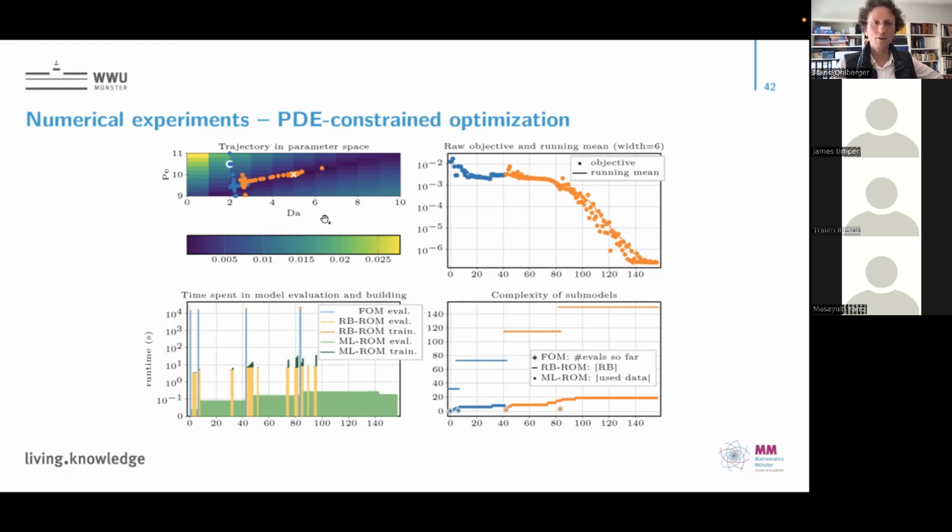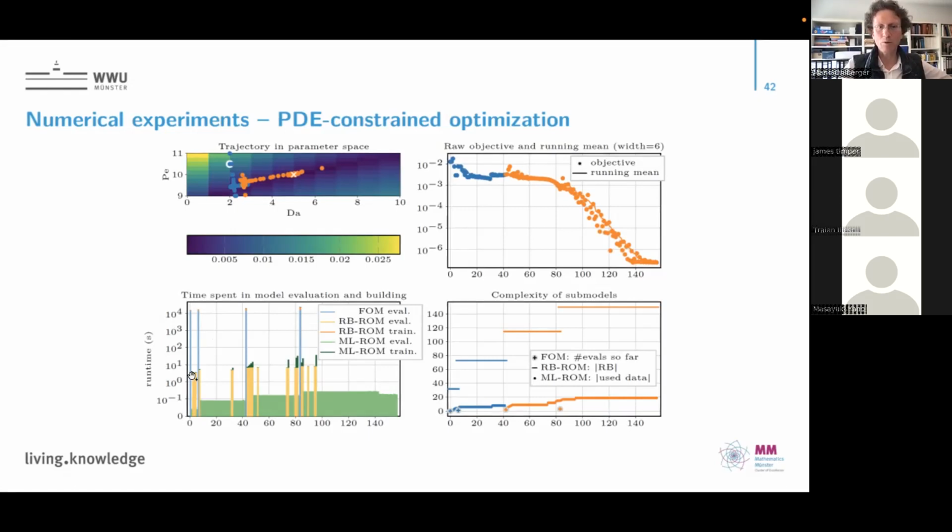And you see that in this whole optimization problem, there are only 5 or even 4, 1, 2, 3, 4 calls of the full order model in order to solve this whole optimization problem. And with this information, then a reduced basis, the ROM, is built. So the reduced basis method, these are the yellow bars here. So they take far less runtime, and this is in logarithmic scale, the runtime.